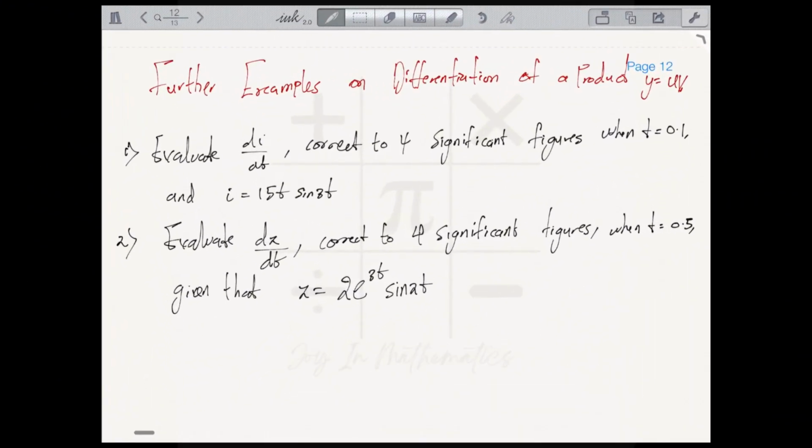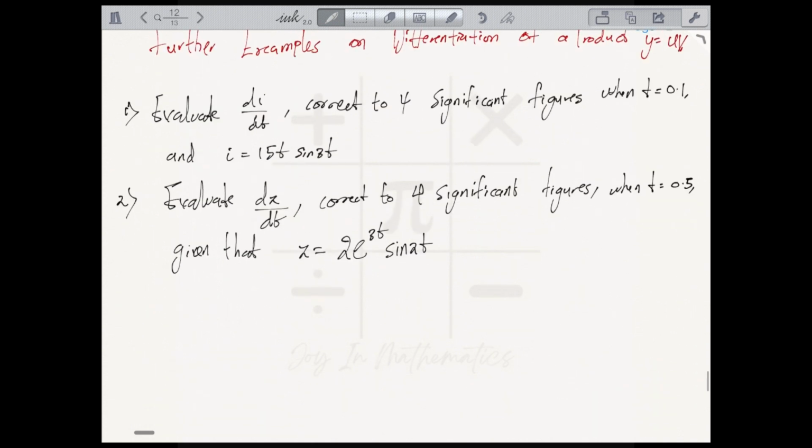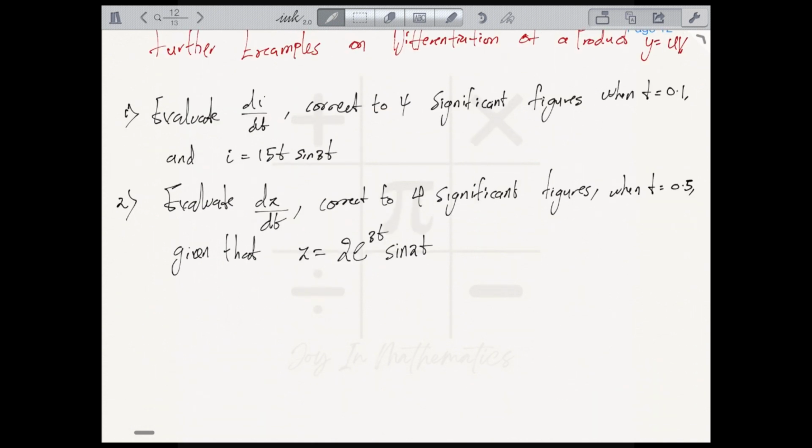Solve further examples on differentiation of products. Now, in this one, we are given the value of t, which we will substitute after we have found the differential. So let's start with question 1. It says evaluate dI/dt correct to 4 significant figures when t is equal to 0.1.